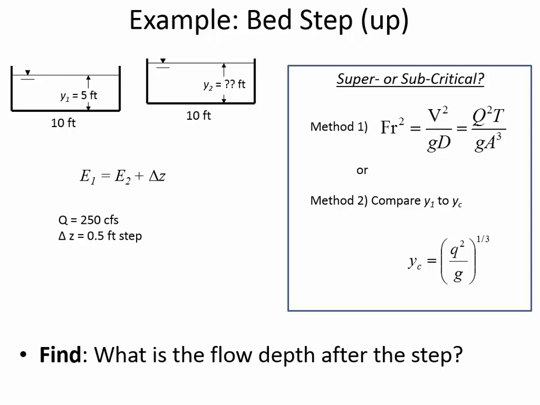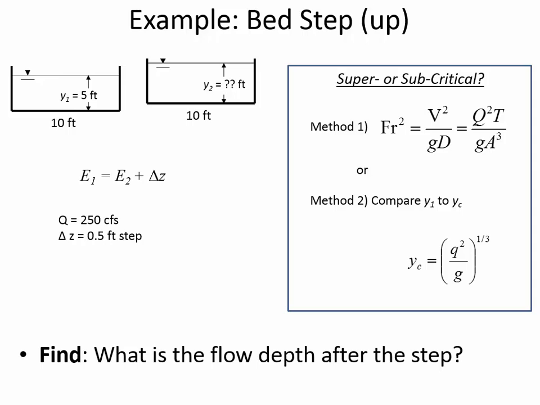Okay, I started off by just finding out what's the specific energy at 1. It's the depth and the velocity head, so 5.388 feet at location 1. And then what we know is that the energy at 1 is energy at 2 plus delta Z. The other way to think about that is E2 is E1 minus delta Z. So there's going to be less energy at 2 than there was at 1 because of the step up. So I put in some of the particulars here: the total energy at 1, the height of the step up of 0.5 feet, and then the depth and the velocity head.